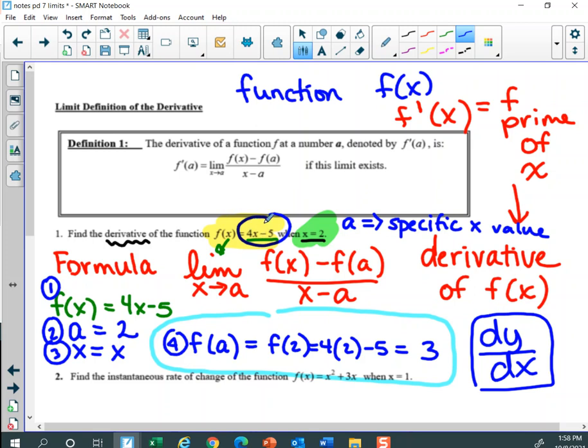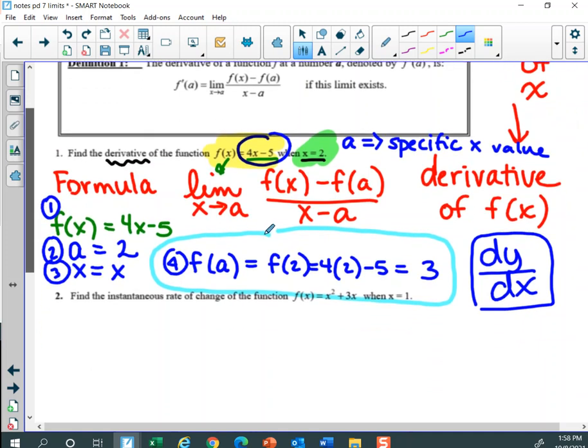If you're working with a line, that's always going to happen. Your value of the derivative is just the slope of the line. When we're working with something that's curved, like in problem 2, it's going to be a little different. X squared plus 3x is a parabola, and it's got different slopes at different points along it.